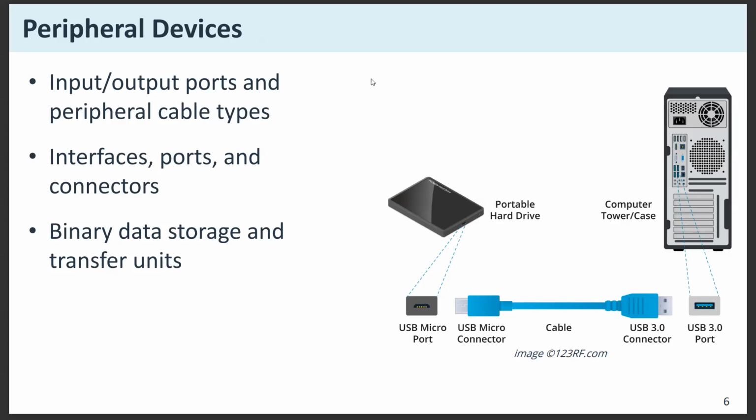And the output devices are going to be the screens, printers, or anything that produces something from the information that you give to the computer. So we have this input/output port that we were mentioning before, including a USB port, HDMI, 3.5 audio jacks, and some others. We can also connect to interfaces, ports, and connectors. And something that it mentions here is the binary data storage and transfer unit.